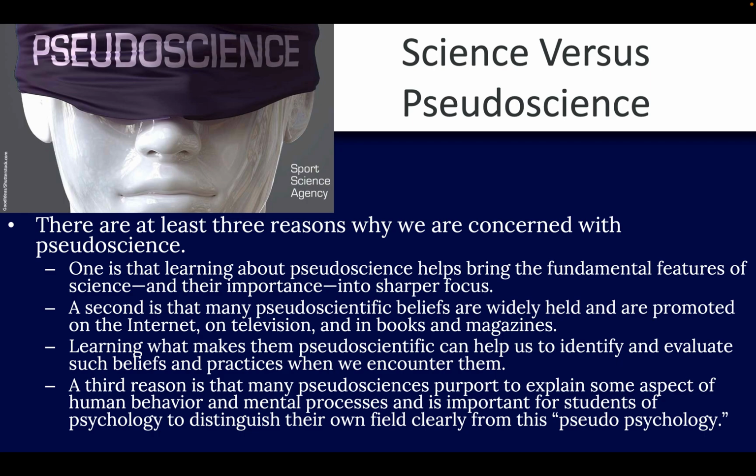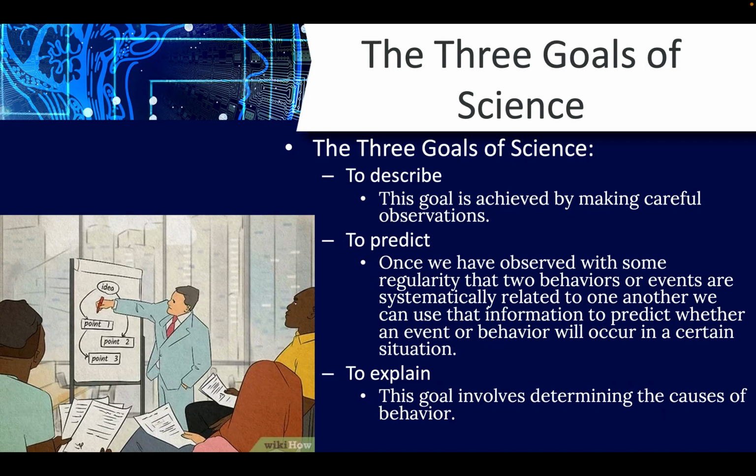Okay. So we believe whatever we hear, strangely enough. Learning what makes them pseudoscientific can help us to identify and evaluate such beliefs and practices when we encounter them. We have to be skeptical about just about everything. A third reason is many pseudosciences purport to explain some aspect of human behavior and mental processes, and it is important for students of psychology to distinguish their own field clearly from this pseudopsychology. And of course, you hear people talk about pseudopsychology all the time. Anyway, we need to be as scientific as we possibly can.